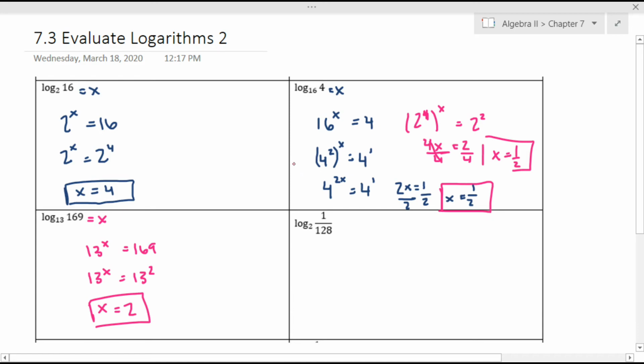Last but not least, or not quite last, we set it equal to x. So we get 2 to the power of x is equal to 1 over 128.